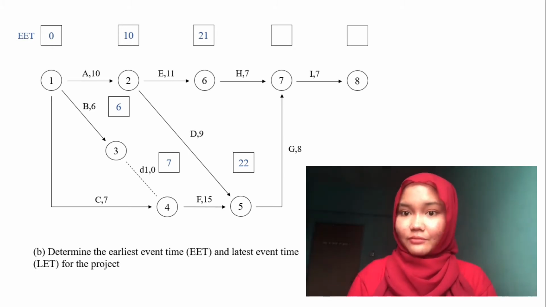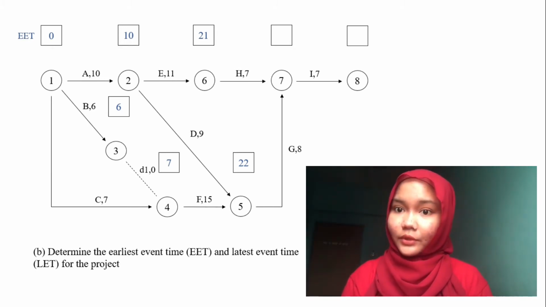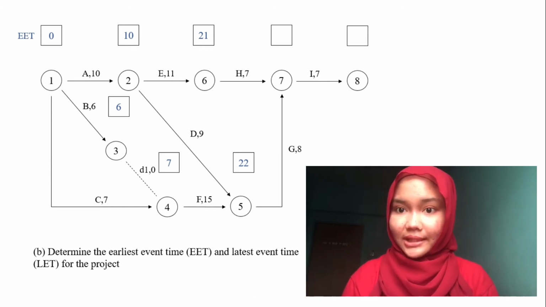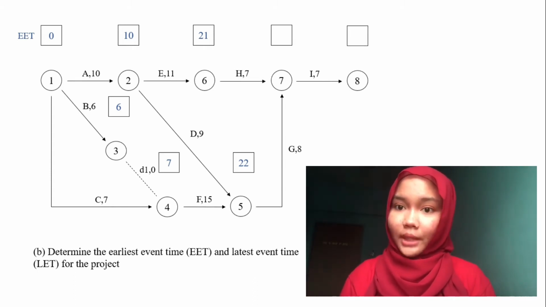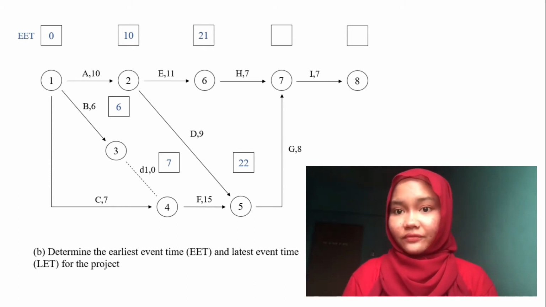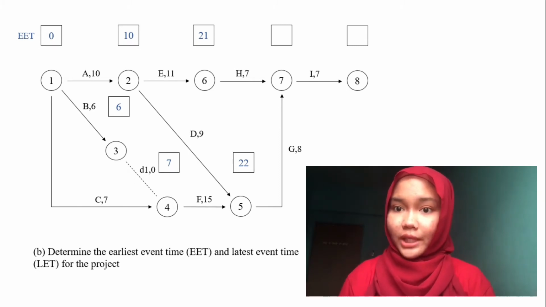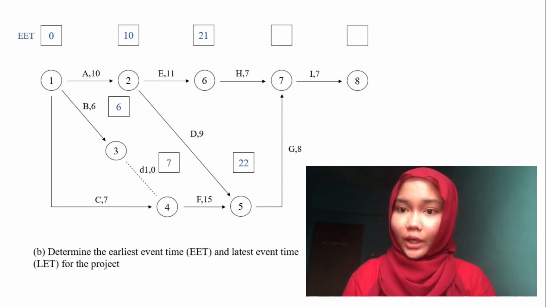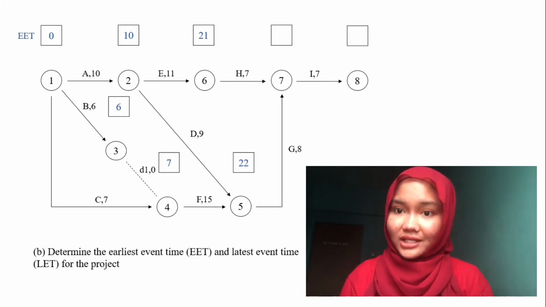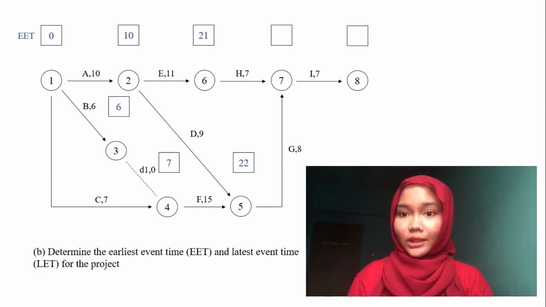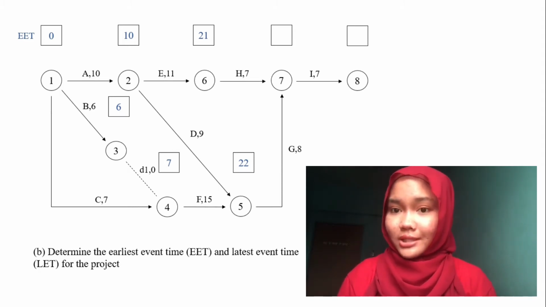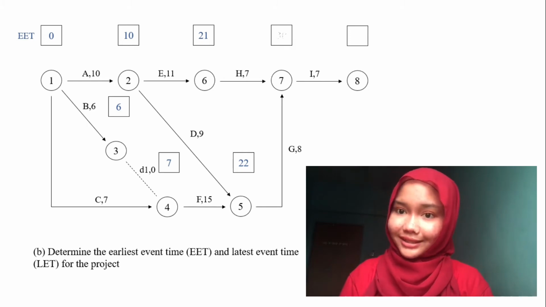Okay, next, node number 7. Node number 7 comes with two activities, from node number 5 and node number 6. So let's calculate one by one. From the EET of node number 5, 22, we add activity G, 8, so we get 30. And from the EET of node number 6, 21, we add activity H, 7, so we get 28. And we must choose the highest one, so we choose 30.